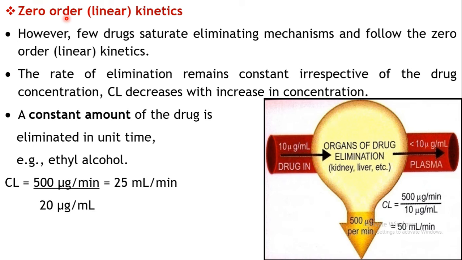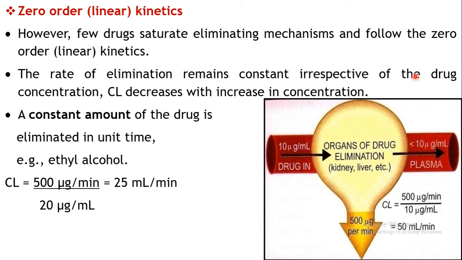Okay, so now the next situation is where your kinetics follow zero order kinetics or linear kinetics. Here the rate of elimination is constant. Supposing all these organs of elimination are already saturated, all the processes are saturated. So for 10 micrograms per ml of your drug, when this is the plasma concentration, the amount of drug which is getting eliminated will be constant. So the rate of elimination remains constant irrespective of the drug concentration.